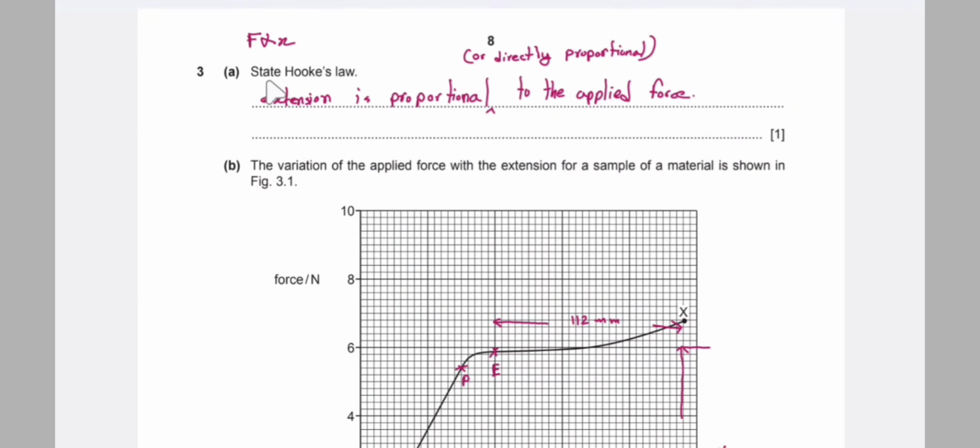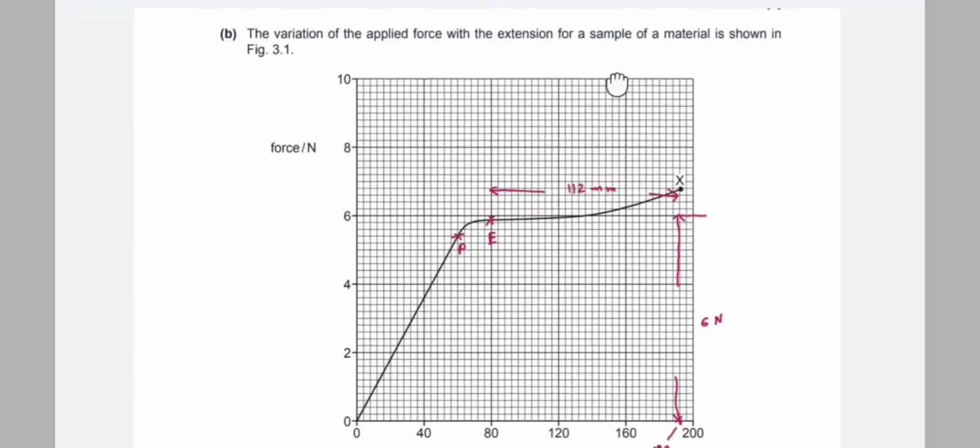For question number 3, state Hooke's law. For Hooke's law, we know that force is directly proportional to extension. So the applied force is directly proportional to extension. You can write proportional as you wish, but the more appropriate is directly proportional. That is, force is directly proportional to extension.